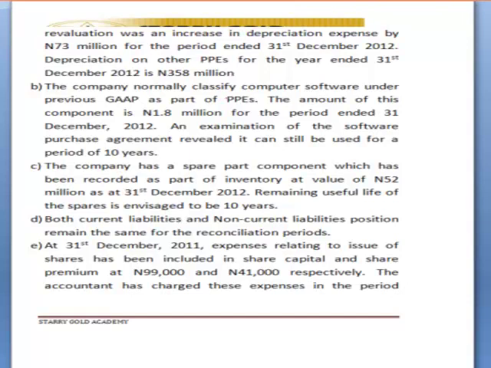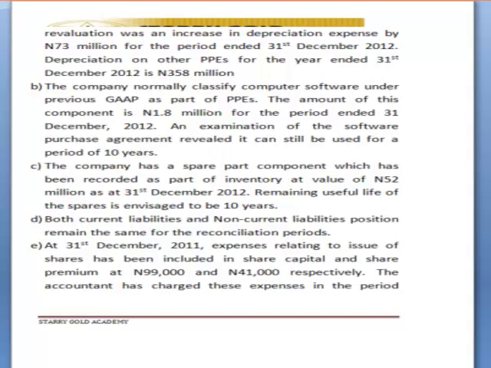Now, we also have the B part. The company normally classifies computer software under previous GAAP as part of property, plant and equipment. The amount of this component is 1.8 million for the period ended 31st December 2012. An examination of the software purchase agreement shows it can still be used for a period of 10 years.